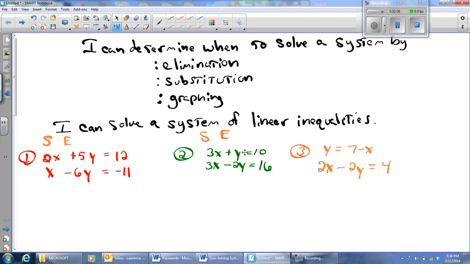Let's see, number two, the top equation, getting y alone would be easy. Slope would be easy. Y-intercept would be easy. Yeah, that's a good choice. Getting y alone in the second one, the graphing is definitely a possibility here. I'm going to put a G there.